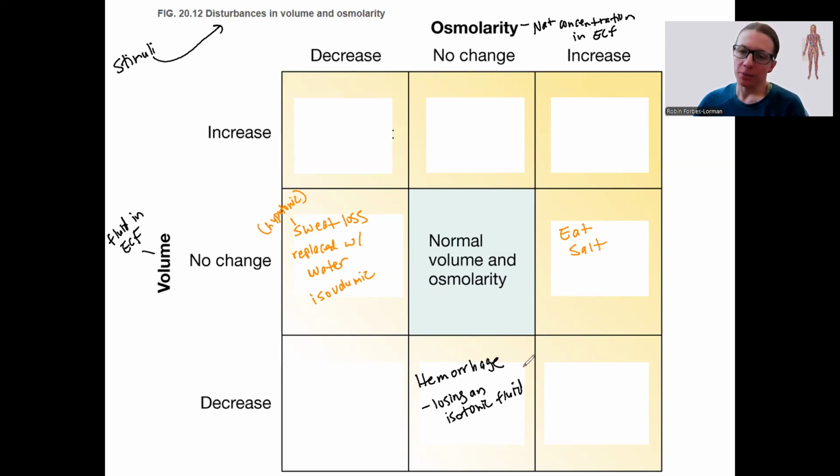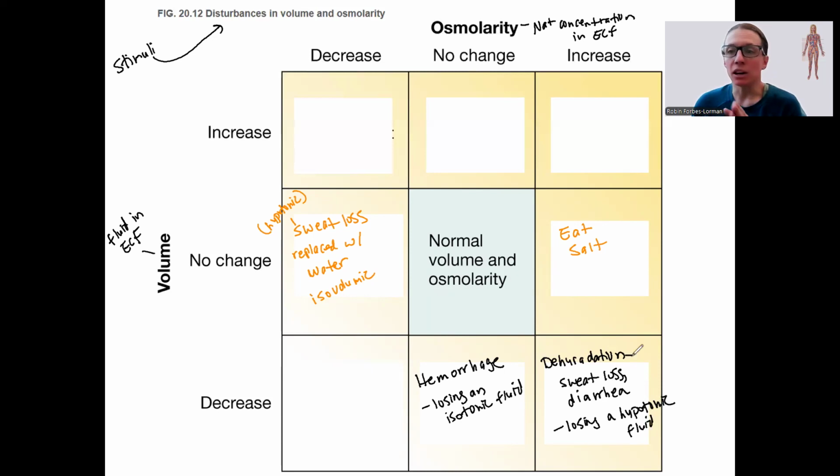Okay. In order to increase osmolarity, we need to lose something like sweat that's hypotonic. So this is a type of dehydration where we have sweat loss, could also be diarrhea, where we're losing excess water. So we're losing a hypotonic fluid, making our plasma hypertonic. And we've also lost fluid volume.